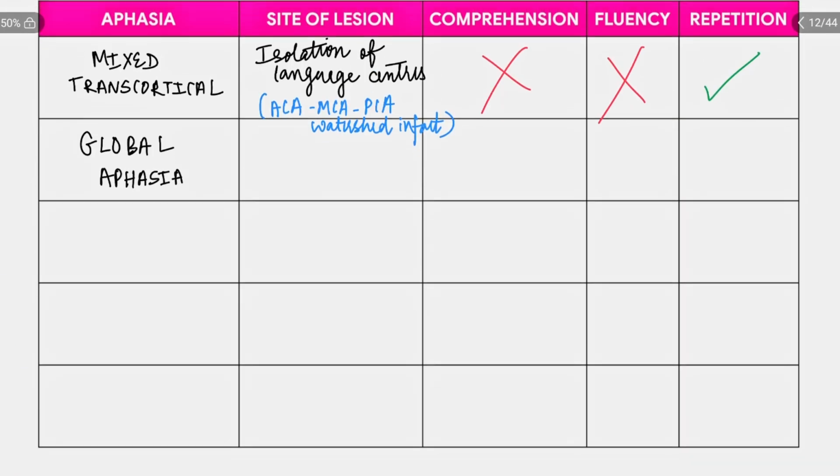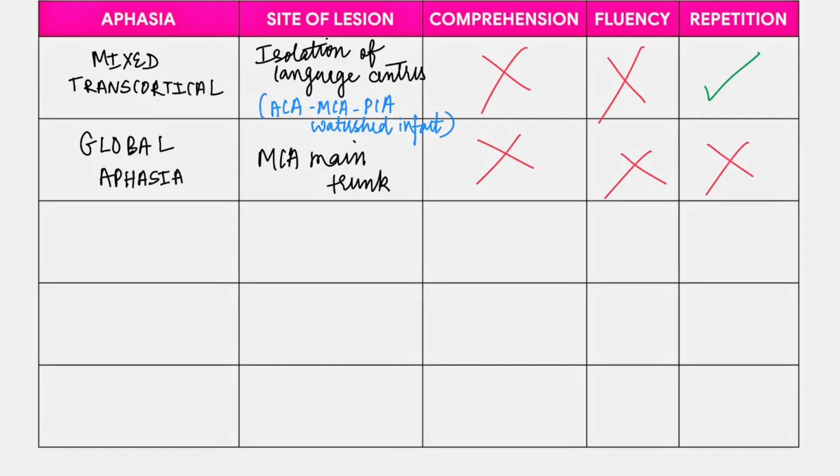So in global aphasia, there is a lesion in the MCA main trunk. There won't be comprehension, there won't be fluency, and there won't be repetition. Global aphasia also includes a lesion to the arcuate fasciculus. So all three of them are damaged.